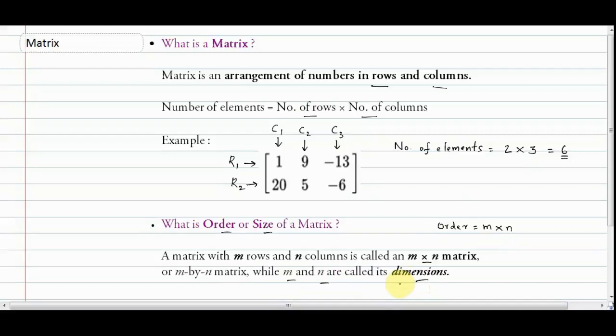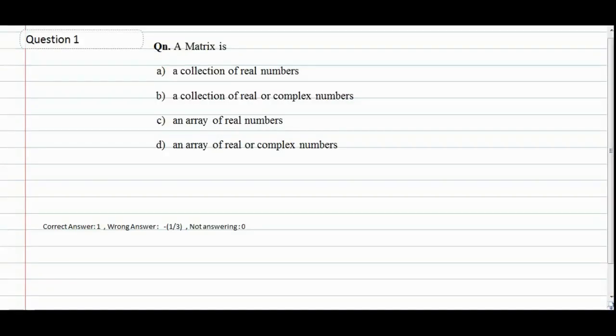Okay, now let's try to solve a few problems related to these two topics. Question number 1. A matrix is a collection of real numbers. Option B says a collection of real or complex numbers. Option C says an array of real numbers, and option D says an array of real or complex numbers. You may pause the video now and try to solve this by yourself. Choose the most appropriate answer among these four. If your answer is correct, you may award yourself 1 mark. If your answer is wrong, your mark will be minus 1 by 3, and if you do not answer the question, your mark will be 0.